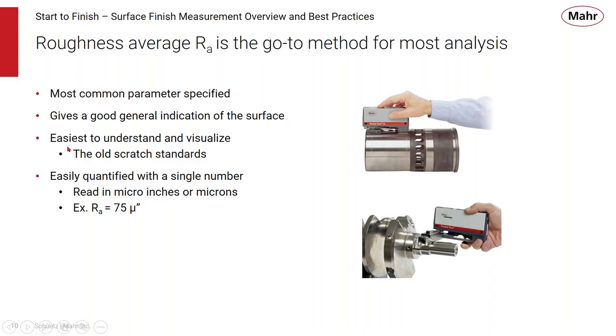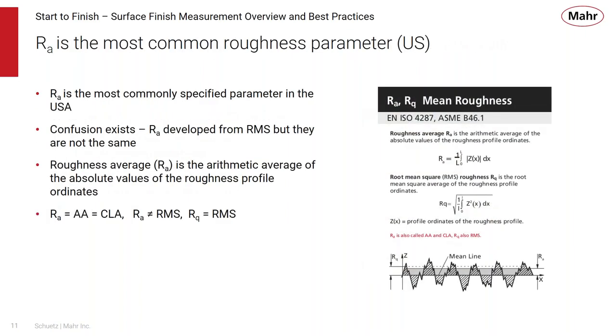And it's easy to quantify because knowing that Ra equals 75 microinches, for example, you can tell by a larger or a smaller number whether the roughness average is larger or smaller. So it's a good way, just with a value, to quantify the surface. And it's easy to understand. Like I say, Ra is the most commonly used parameter in the U.S.